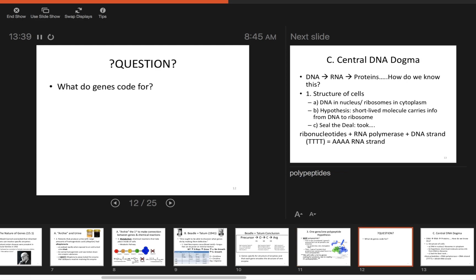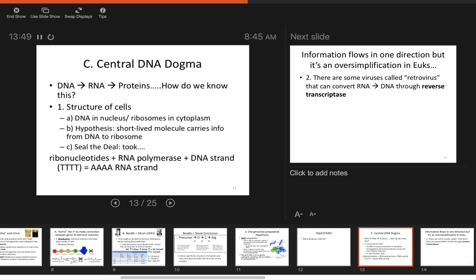Okay, so a question for you, what do genes code for? Polypeptide. Polypeptides. Wait, so do we not have that slide? Right. Oh. They're just questions. So we don't have to fill those out anywhere. Nope.